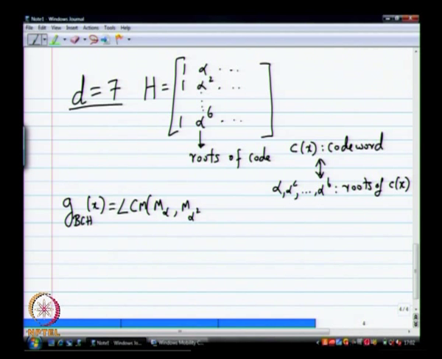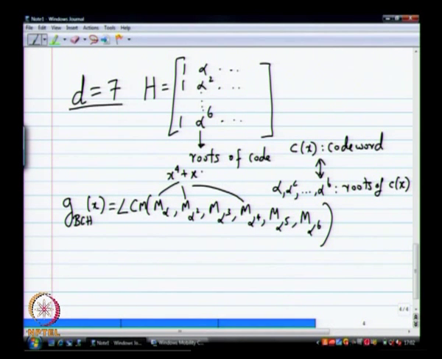M alpha squared, M alpha power 3, M alpha power 4, M alpha power 5, M alpha power 6. I am not writing the of x, okay, so it is just for compactness. These three guys are the same, and they are basically x power 4 plus x plus 1. What else can we say? What about alpha 3 and 6? They will also give you the same polynomial, right.